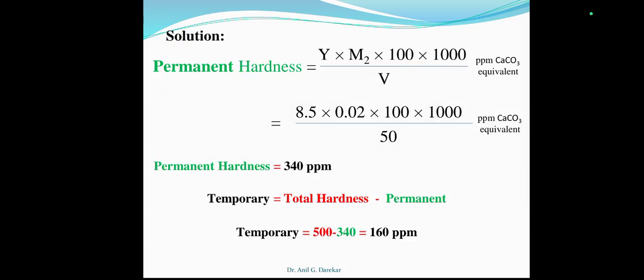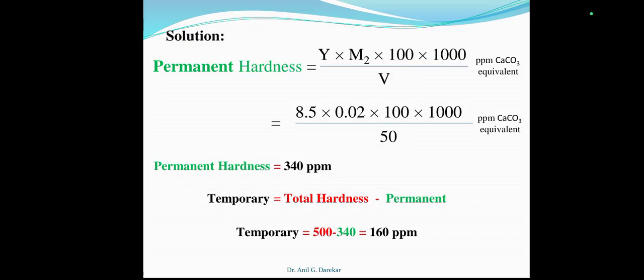Now we will proceed toward the second part of the given, where we have to find permanent hardness. The formula will remain the same; only the value of the burette reading, that is Y, will change. What is the value of Y? 8.5. The remaining values are the same. If you do the calculation using the calculator, you will get permanent hardness of 340 ppm.